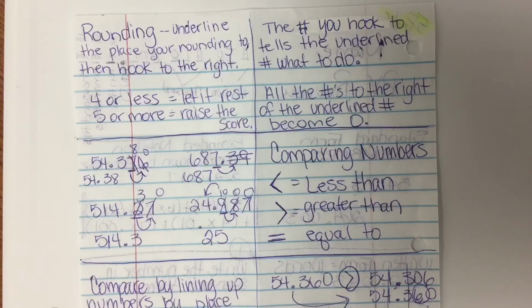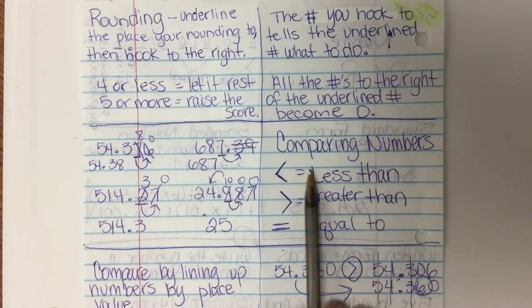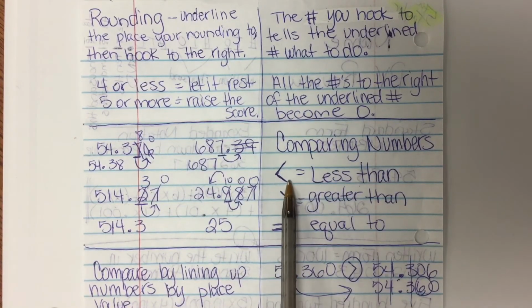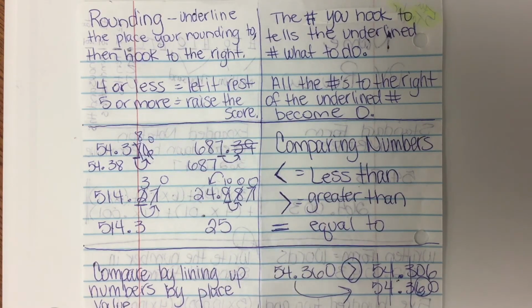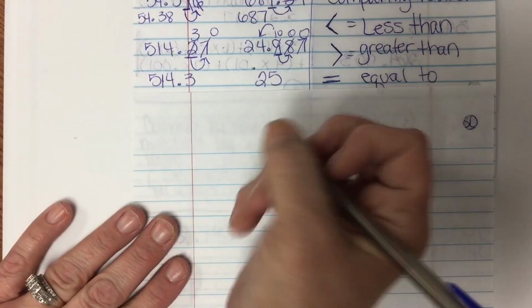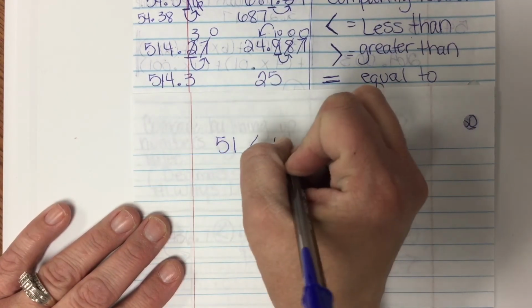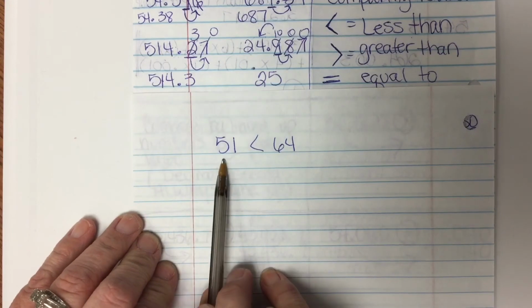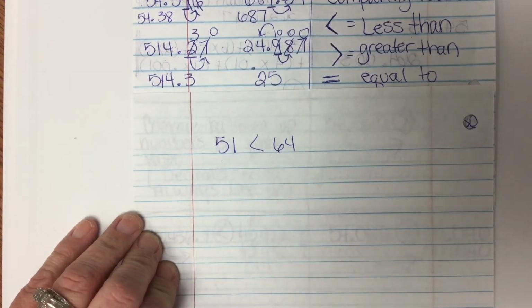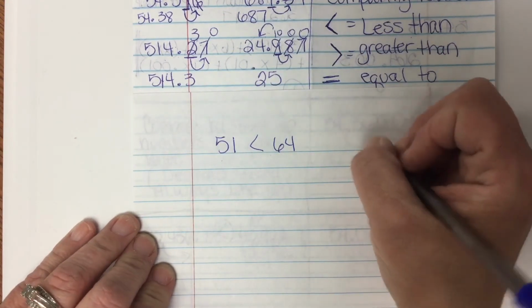Okay, so after rounding, we're going to talk about comparing numbers. This symbol is less than, this one is greater than, and then equal to. So if we're talking about comparing numbers, we have to understand and know what those symbols look like and how to read them. So you have to know that this reads 51 is less than 64.